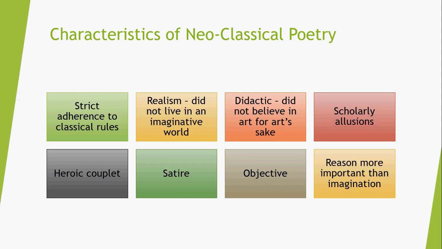Let us quickly look at the important characteristics of the neoclassical poetry. Because the neoclassical poets believed in classicism, they compulsively also believed in a strict adherence to the classical rules. They felt that if a person is writing an epic, then all epic conventions should be followed. If a tragedy is being written, then all the conventions of a tragedy as used by the classical writer should be used.